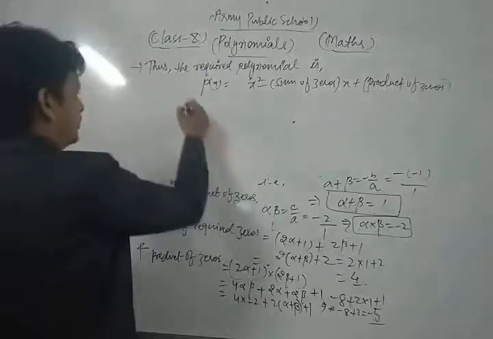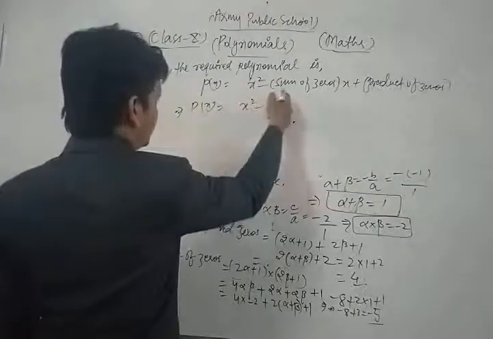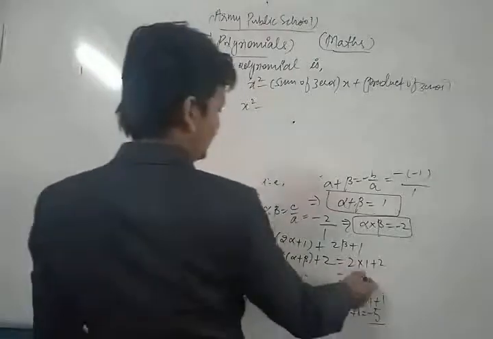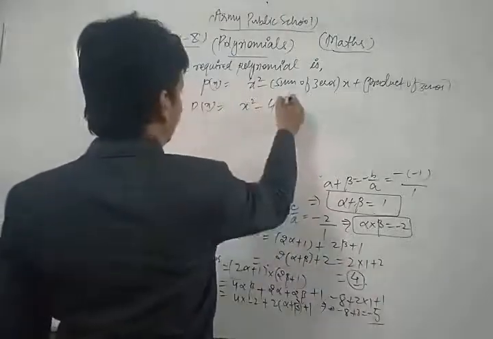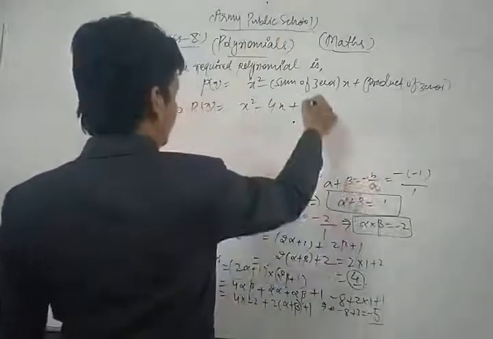So for that, we put p of x equals x square minus sum of zeros. What is the sum of the zeros of the required polynomial? It is 4. So here we write 4x plus product of zeros, which is minus 5. So we write minus 5.